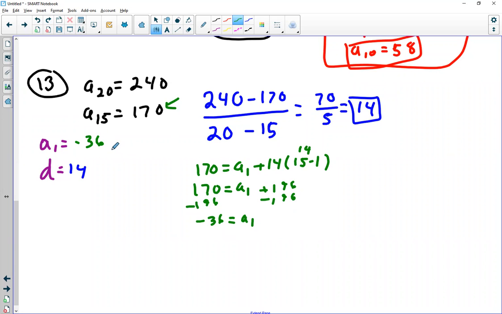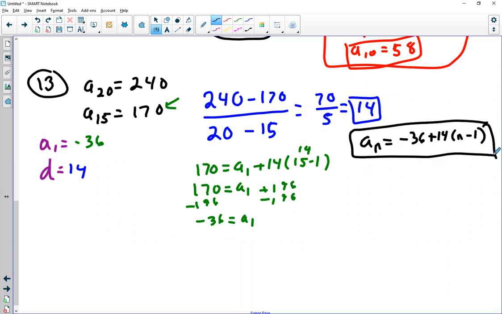And then this one just has to give me the rule. So I got to write the final rule. AN equals negative 36 plus 14 times N minus 1. Since it just asks you to write the rule of the sequence, this is the rule of the sequence. So you can write it like that. If you want to simplify, that's fine, but I guess you don't really have to.